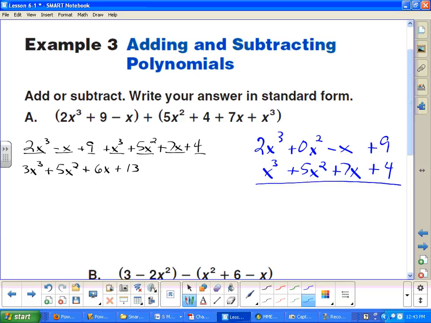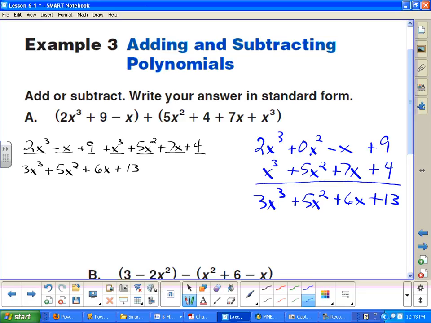And now I'm just going to add them vertically. And part of the reason I'm showing you this is when we get to multiplication, you can actually do multiplication this way also, and sometimes it becomes simpler. So here now I have 3x cubed plus 5x squared plus 6x plus 13.